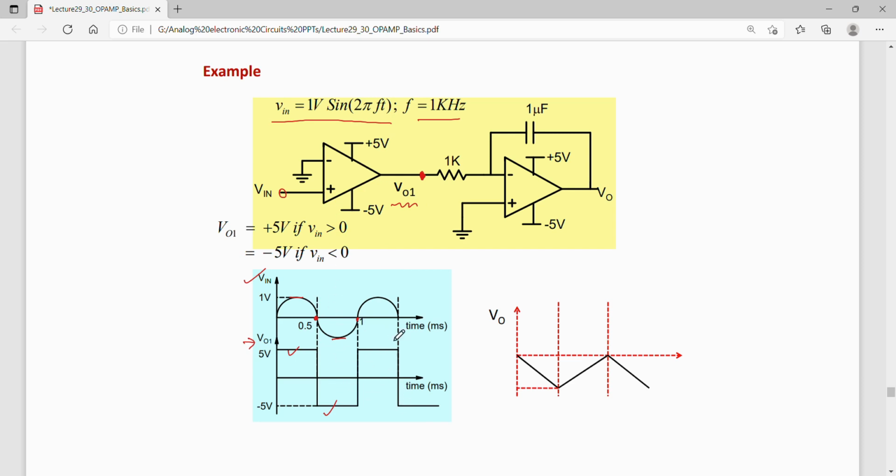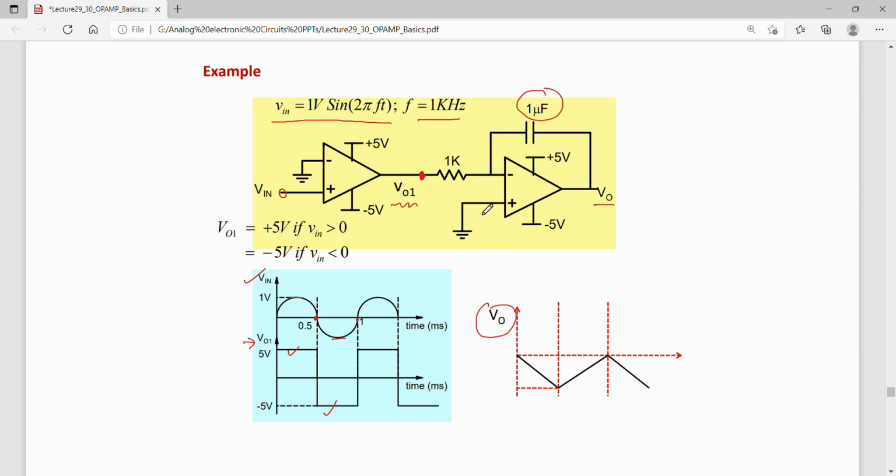Now this is applied to the input of this op-amp, which is an integrator. So whatever I apply, the output will be the integration of it. The output of this integrator circuit is a triangular wave in response to the input, which is a square wave. So how is this a triangular wave?